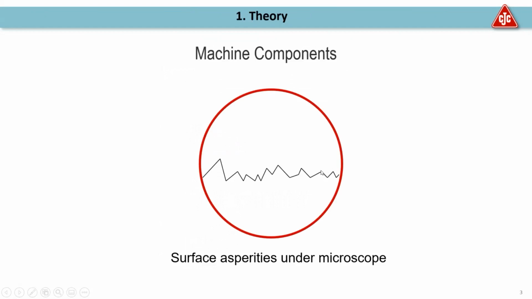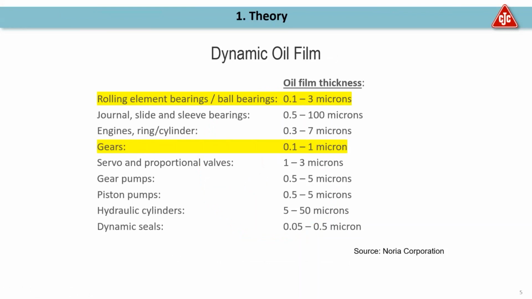Basically, what we're looking at, machine components, we have these metal surfaces, obviously, under the microscope. They do look not as even as with the naked eye. And getting particles in between there, that is where wear occurs. What it all comes down to is the dynamic oil film thickness. We are looking at rolling element bearings here, ball bearings, 0.1 to 3 micron oil film thickness, gears, 0.1 to 1 micron.